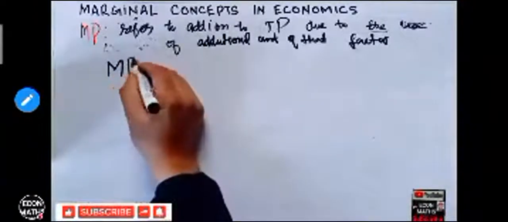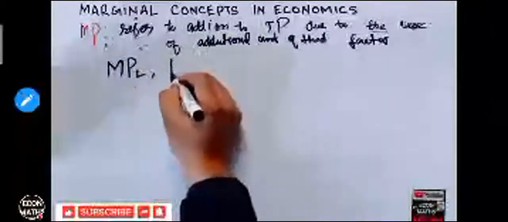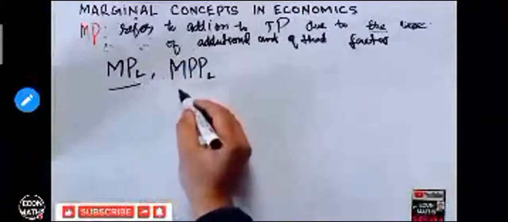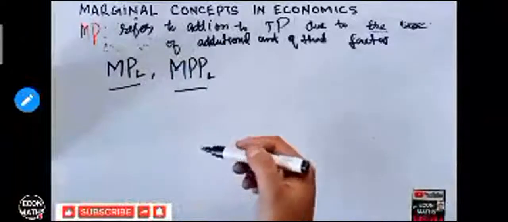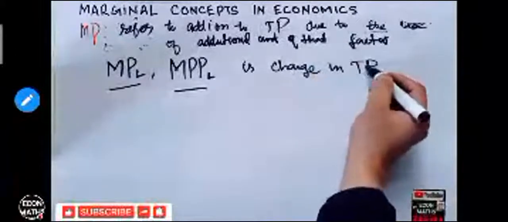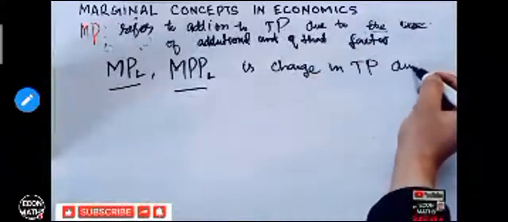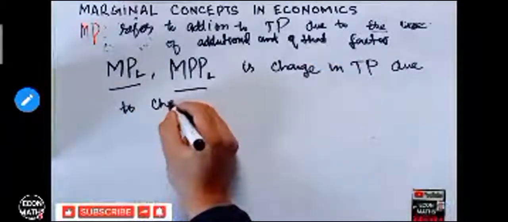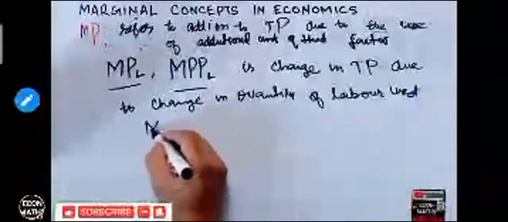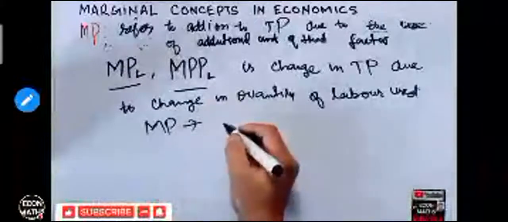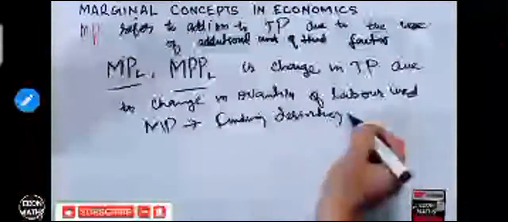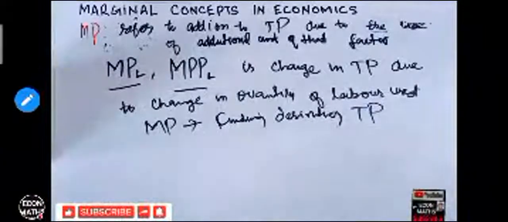So we find here two concepts which are the same: marginal productivity of labor, or we say marginal physical productivity of labor. This marginal productivity of labor, or marginal physical product of labor, is change in total product due to change in quantity of labor. So marginal product means simply finding the derivative of total product. Okay, so we will see an example here.